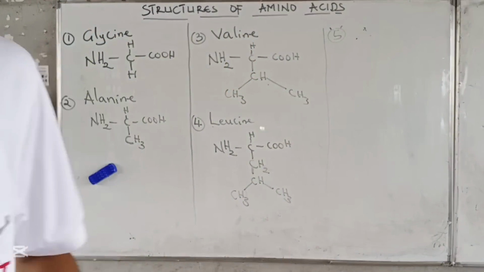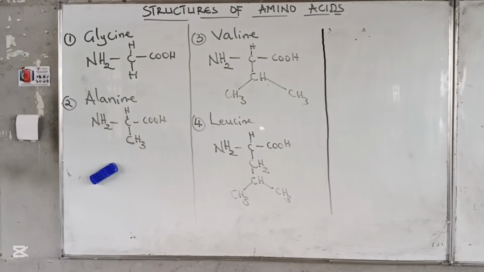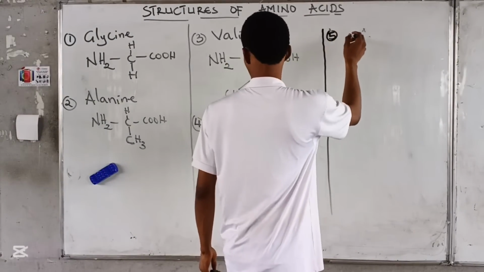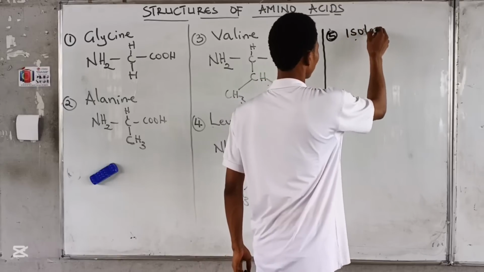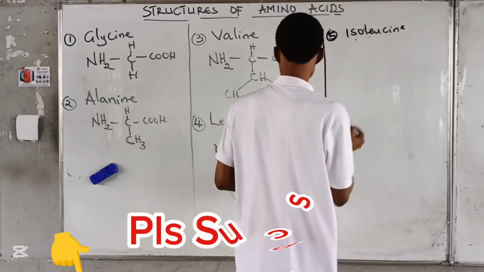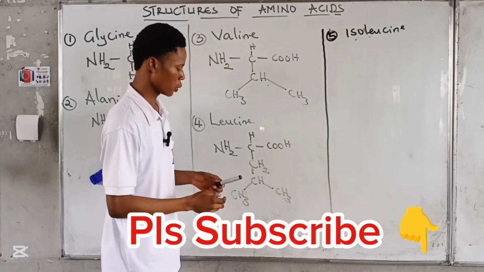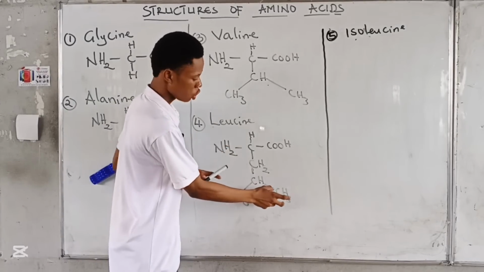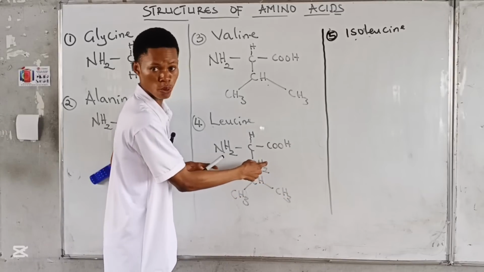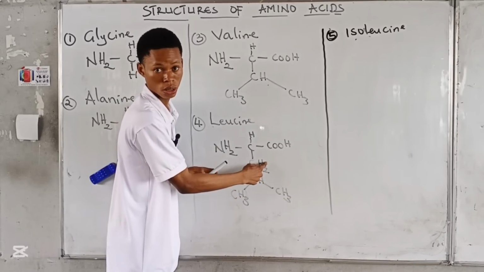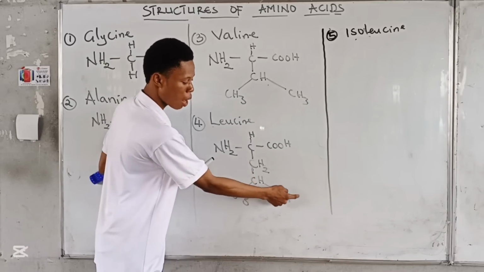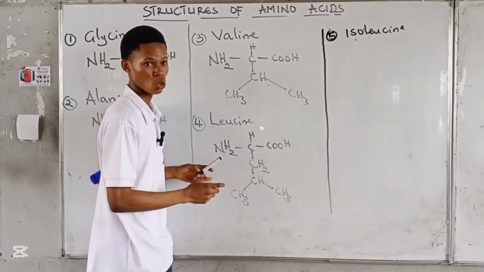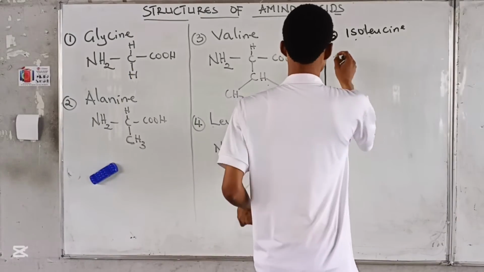Just hold on. Alright, so let's draw the structure of isoleucine. Now the structure of isoleucine. Please look at this. If you notice, there are two methyl groups attached here, right? If you take one methyl group and attach it at this position 1, that's isoleucine. From leucine, if you take one methyl group from here and attach it to position 1, that's isoleucine. So we'll be having the same structure.